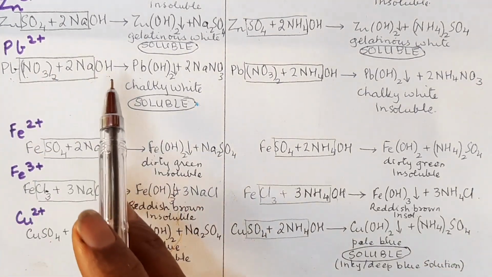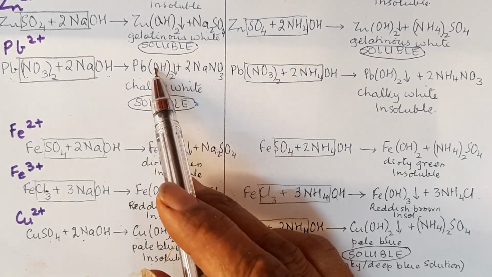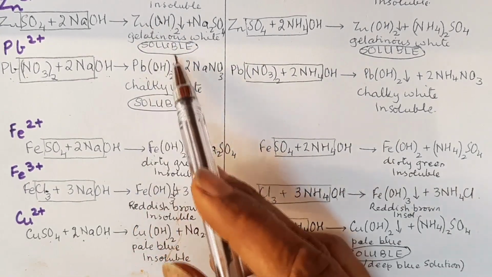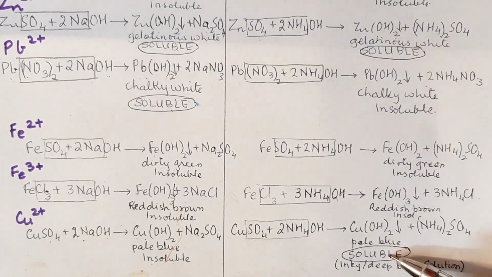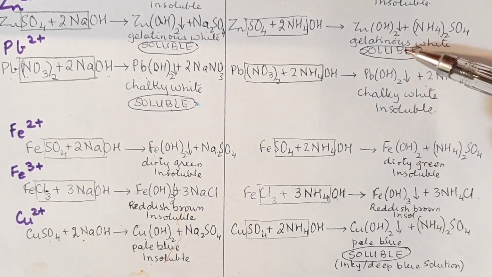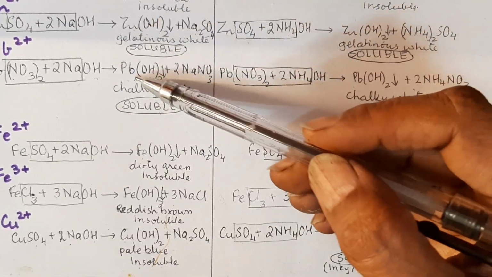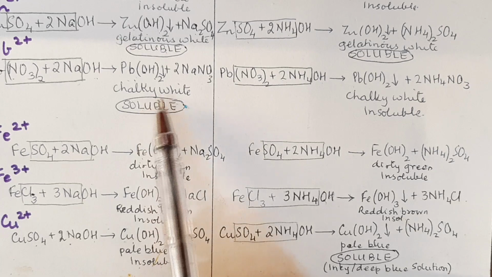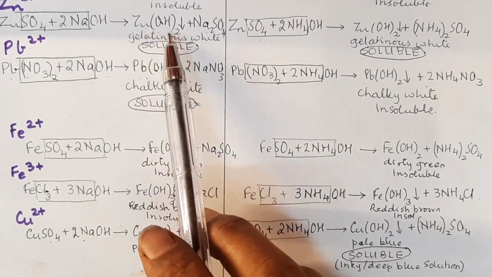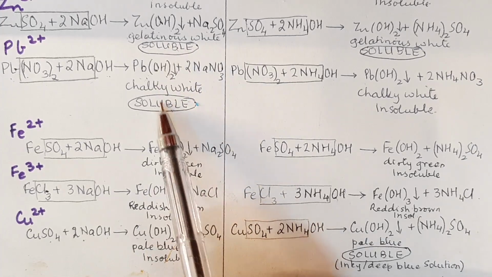So you see, with sodium hydroxide we have zinc and lead, Zn2+ and Pb2+, giving us soluble precipitate, and for ammonium hydroxide we saw zinc 2+ and copper 2+. They are giving us soluble precipitate. Here we had soluble precipitate because Zn(OH)2 and Pb(OH)2, they were amphoteric hydroxides, and that is why they gave us in excess sodium zincate and sodium plumbite, which were soluble compounds.